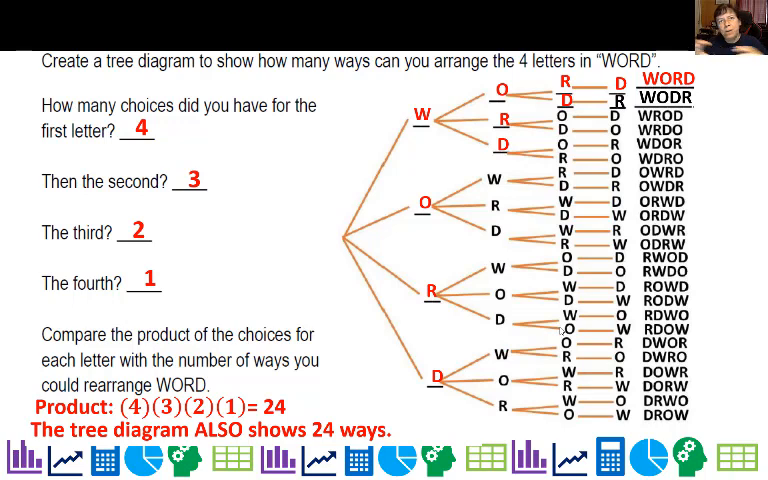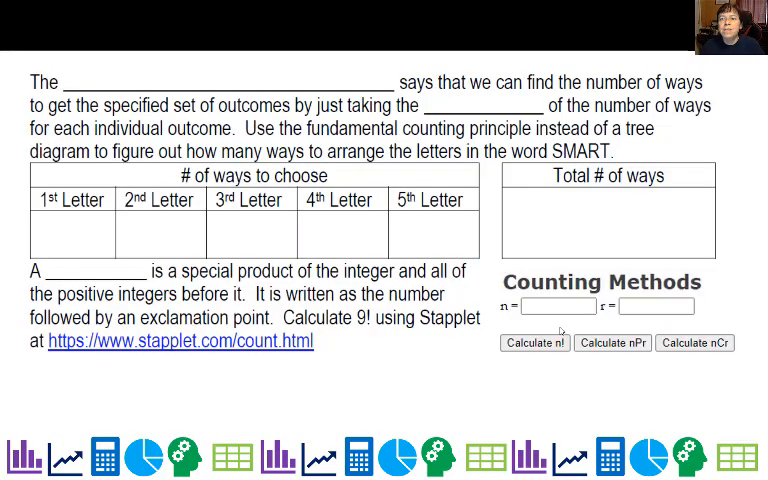So when I'm doing tree diagrams, that tells me how many branches I'm going to have, which is why I knew if I had 5 M&Ms and 2 choices every time, it's 2 times 2 times 2 times 2 times 2, or 2 to the 5th, which is 32. This is called the fundamental counting principle. It says that we can find the number of ways to get the specified set of outcomes by taking the product of the number of ways of each individual outcome.